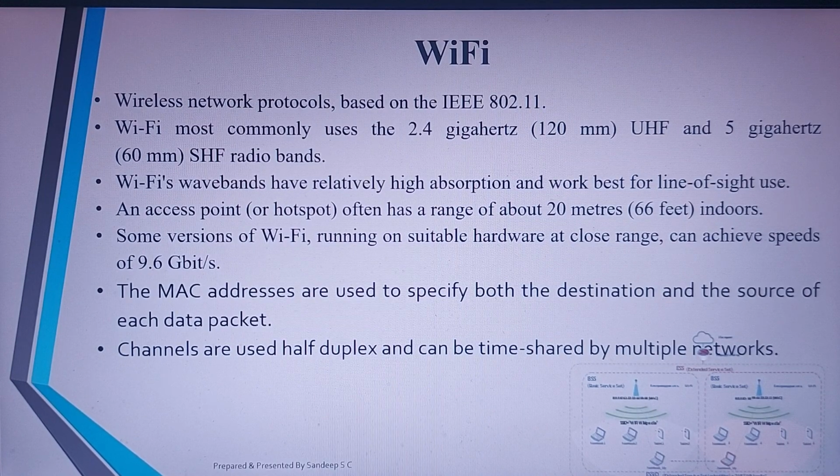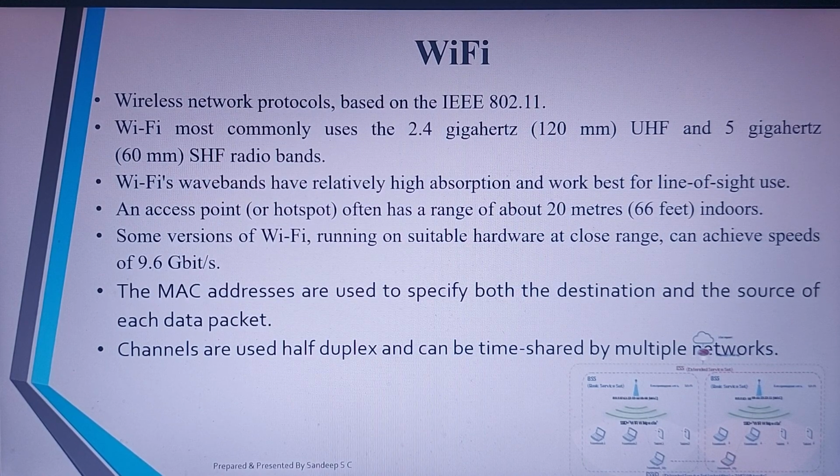Some versions of Wi-Fi running on suitable hardware at a close range can achieve speeds up to 9.6 gigabits per second. Not all Wi-Fi will achieve this speed, but only a few versions of Wi-Fi can achieve this type of high frequencies or high data rate. There is a MAC address which is used to specify both destination and source of the packet data. That is a media access control address. MAC is an address given to each device. That MAC address is used to identify the particular device.